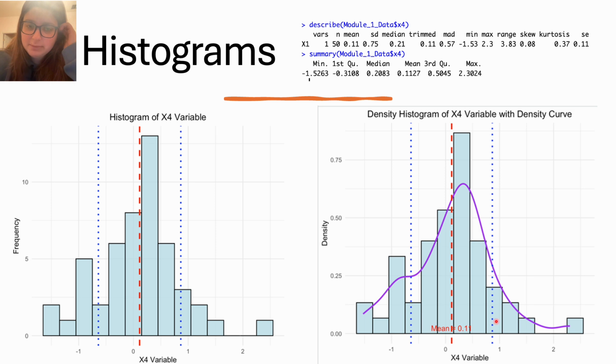Here we can see that our mean, which I wrote down at the bottom, is 0.11. So it is a little bit to the left of the center. This here is the mean, and these two blue lines are one standard deviation away from the mean in each direction. Standard deviation is the square root of the variance, and variance is the average squared distance from the mean. So basically, the smaller the standard deviation, the closer all the points will be to the mean. Here we have a standard deviation of 0.75.